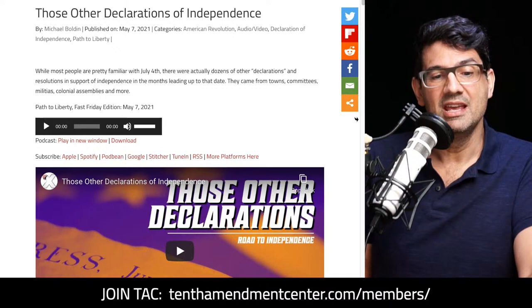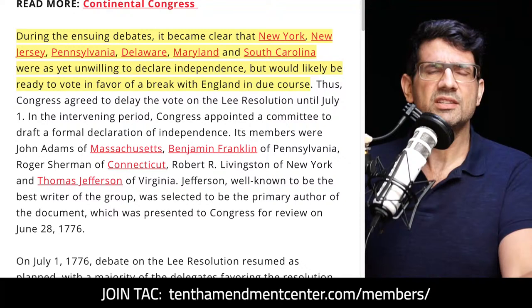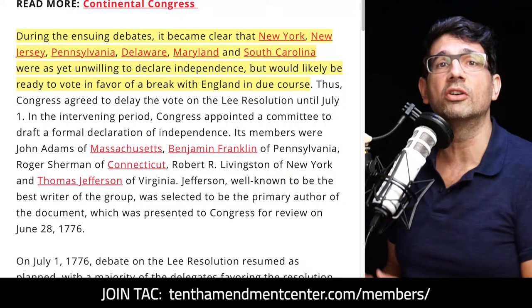They had to sit on it for weeks. In fact, I read that the initial debate was so hostile that the president of the Second Continental Congress, John Hancock at the time, actually tabled it and set the debate again for July 1st. And that's what we end up with, July 2nd.